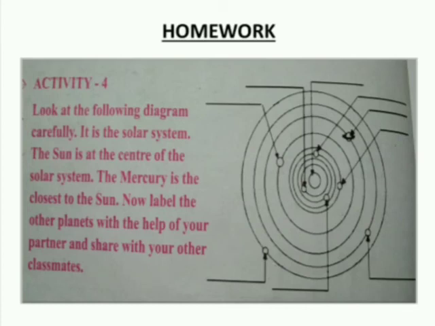Now it's homework time. Activity 4 in your textbook. Here a picture of solar system is given and you have to write names of each planet according to their place. Do this homework in your textbook page number 18.